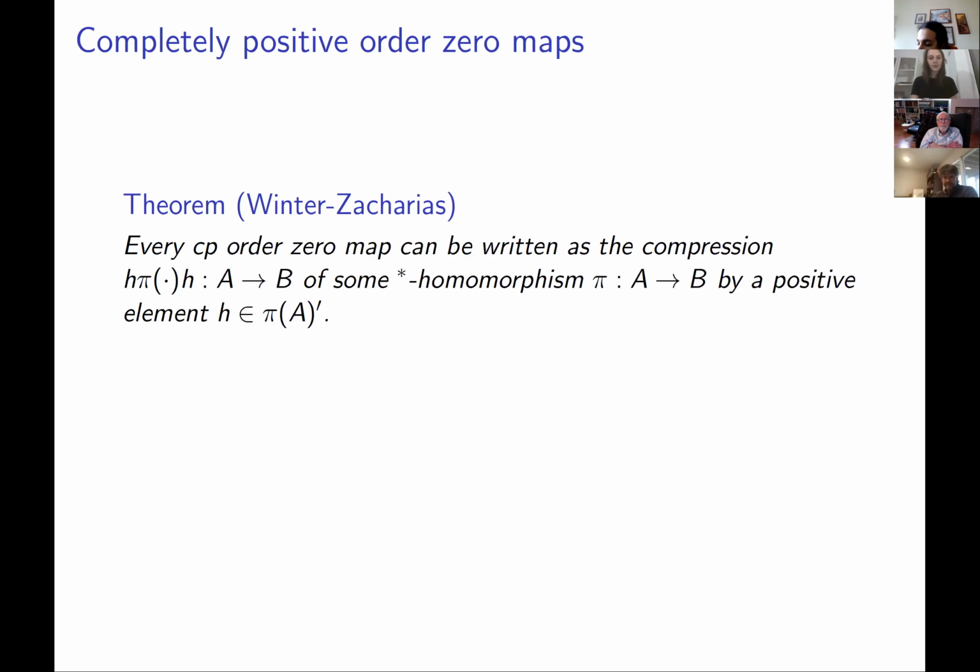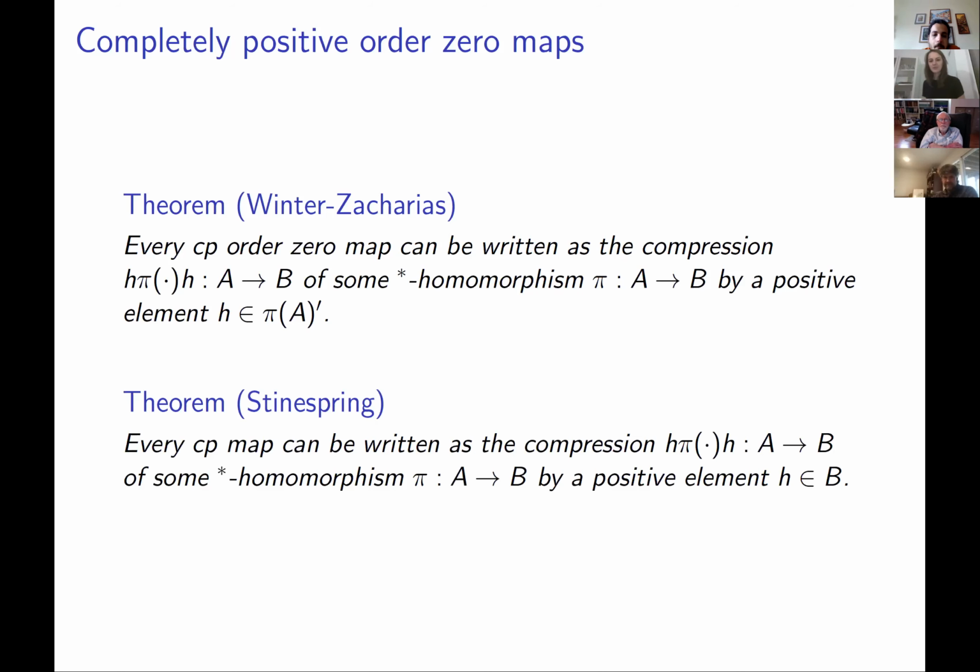I tweaked the way I wrote this a little bit because I want to juxtapose this with another bad retelling of Stinespring's dilation theorem. So oversimplifying Stinespring's dilation theorem, you can say that every CP map, so take off order 0, can be written as the compression of some star homomorphism by a positive element in the image. So really the key difference here is this extra commutativity. And it turns out that that is going to be extremely powerful.